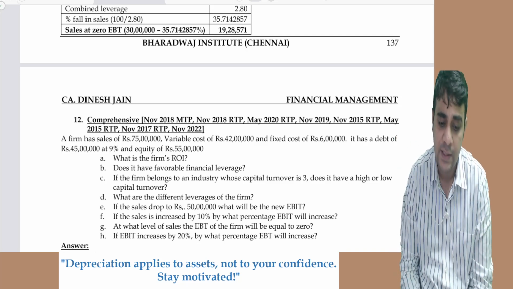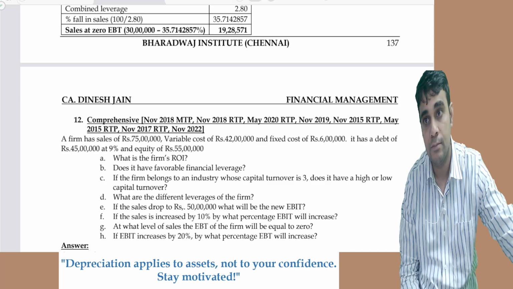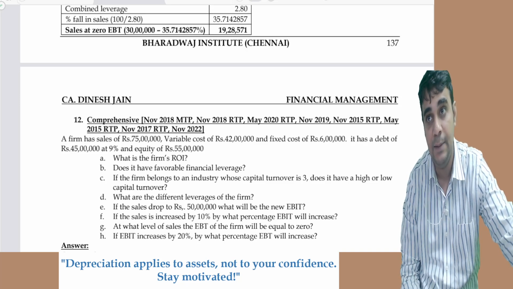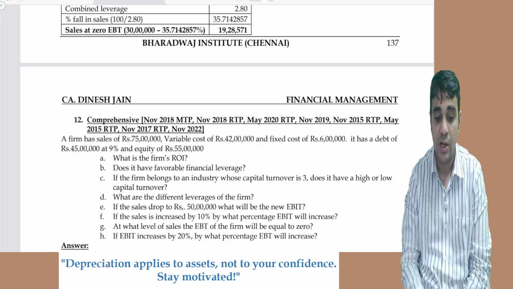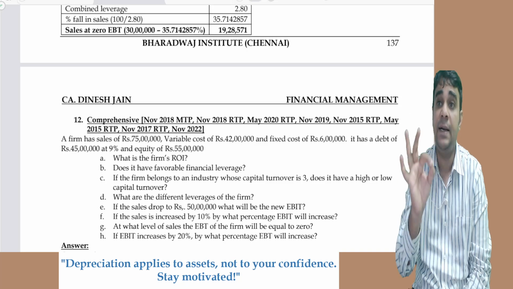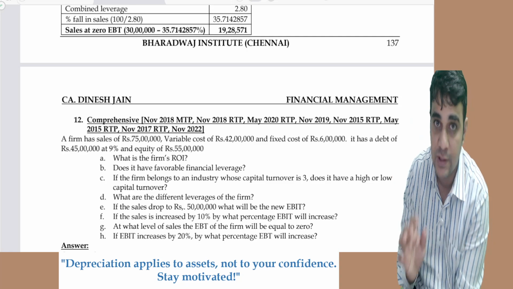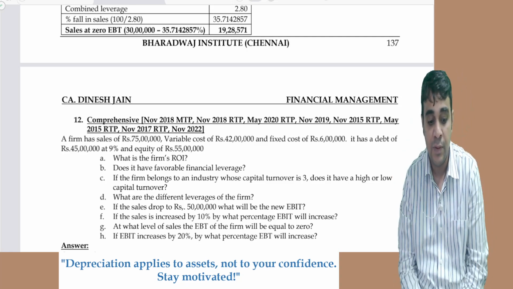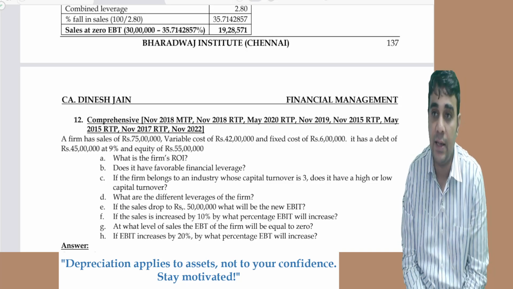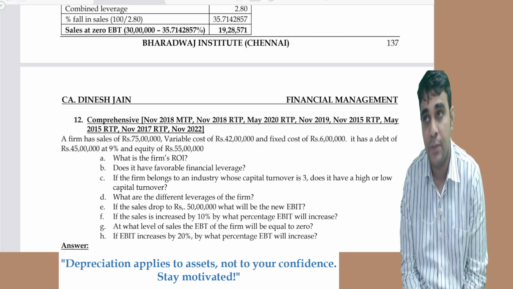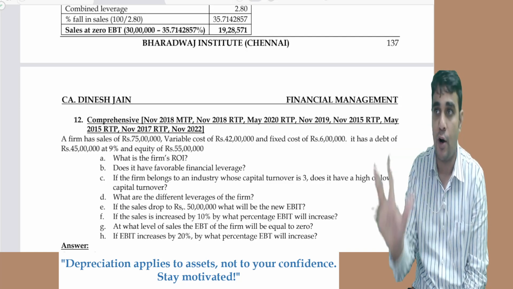At what level of sales EBT will become 0? Which leverage links sales and EBT? Combined leverage. With sales and combined leverage, EBT will drop by 100%. We did this in the previous session. What should be the drop in sales? If EBIT increases by 20%, by what percentage EBT will increase? Which leverage links EBIT and EBT? Financial leverage. EBT, EAT, EAES, EPS are proxy for the last item.